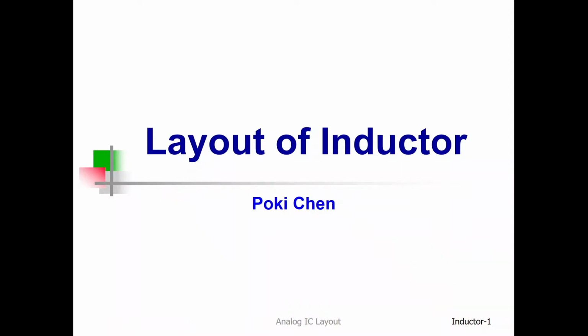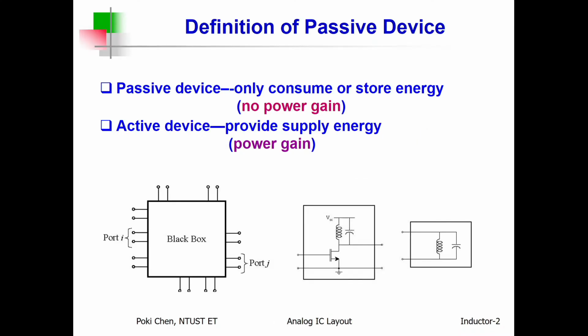In this chapter, I would like to share the layout experience for inductor. Actually, inductor, capacitor, and resistor, all of them are called passive devices. Why? Because they don't provide any kind of power gain. Yeah, that is the most fundamental requirement for passive devices.